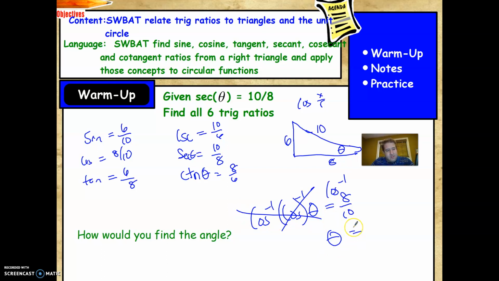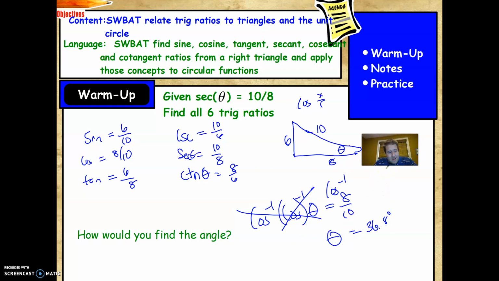That leaves you with just theta, and theta represents the actual angle itself. So that's what I'm going to put in my calculator: inverse cosine of 8 over 10. If you've never done inverse cosine, it's on the cosine button. You just press second, cosine, and then 8 divided by 10. It's going to give you an answer of about 36.8 degrees. That's an estimation because I had to round it.